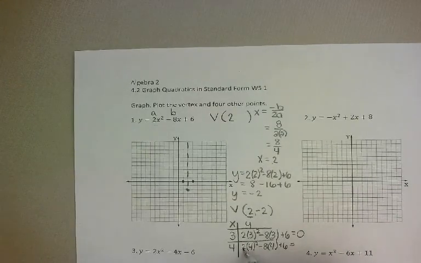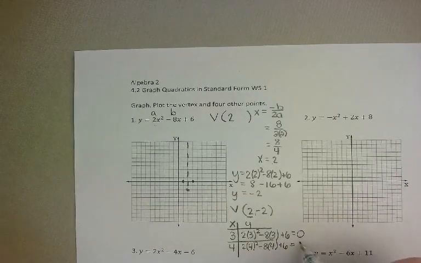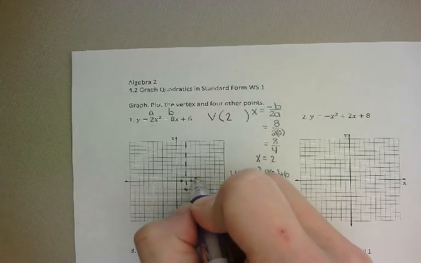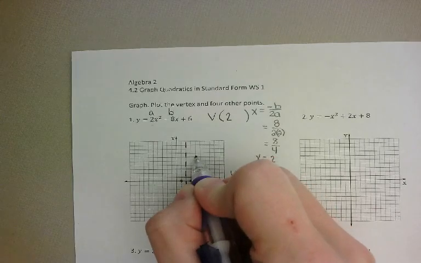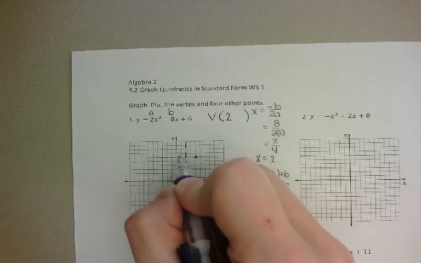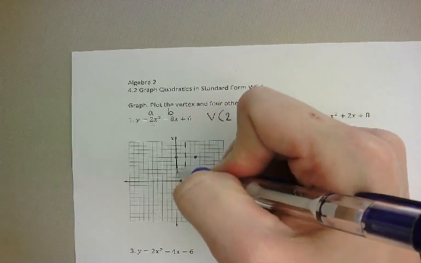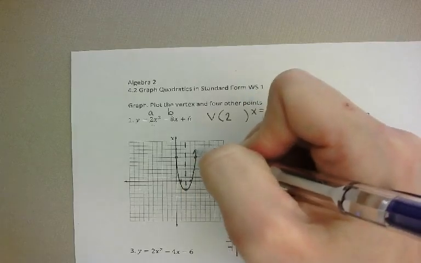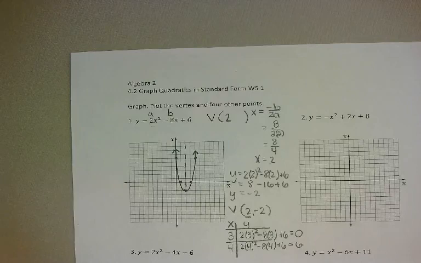I'm going to plug in 4, so 2 times 4 squared minus 8 times 4 plus 6. There's 16 times 2 is 32. 32 minus 32 is 0, plus 6 is 6. So we're going to plot 4, 6. And again, a parabola is symmetrical, so we're going to go 1, 2 units away, 1, 2 units away on the other side. And these are U-shaped, not V-shaped. V-shaped would be absolutes. Then there's our first parabola.